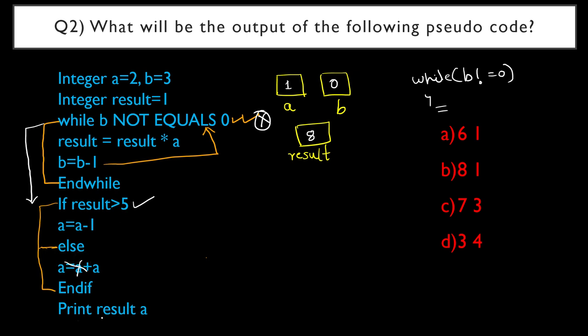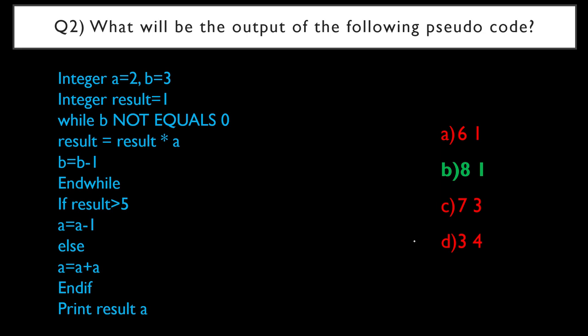At the end we are printing result and A. The value of result is 8. The value of A is 1. So option B, 8 and 1, is the correct answer for this question. This was again very simple. So option B, 8 and 1, is the correct answer.